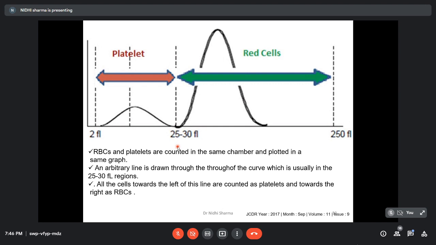So speaking very simply, all the cells are passing through the RBC aperture, and you have sorted it in this way that any cell which is passing and is lying between 2 to 25 will be called a platelet by the analyzer, and any cell which is passing between 25 and 250 femtoliters, lying in this size volume, will be recognized as a red blood cell by the analyzer. As I said, this will be your lower end of the graph, and this will be the end on the other side, and you have to make sure that both these ends are resting on the x-axis.